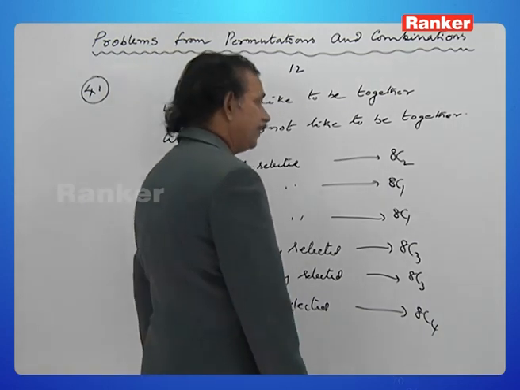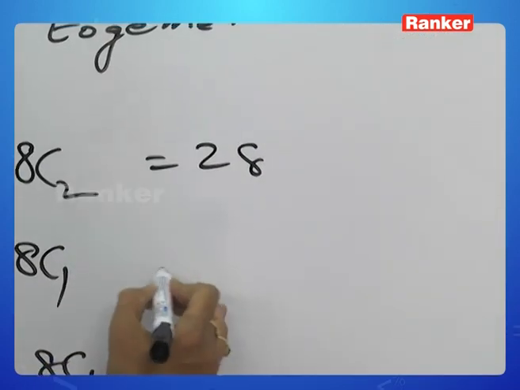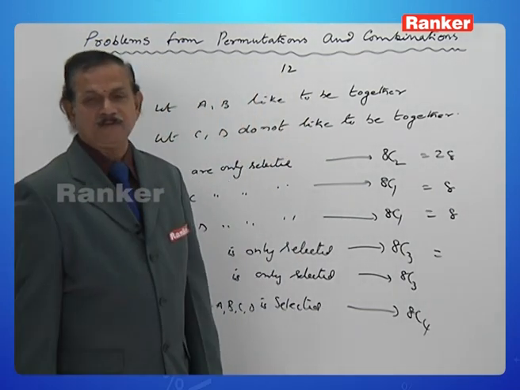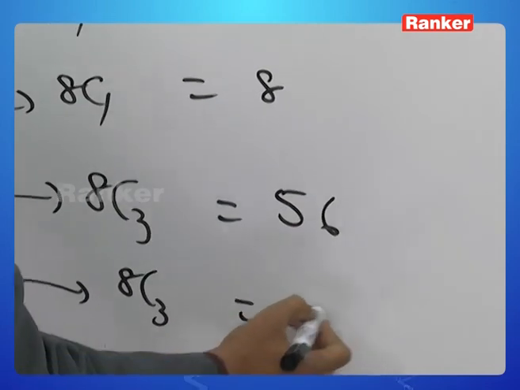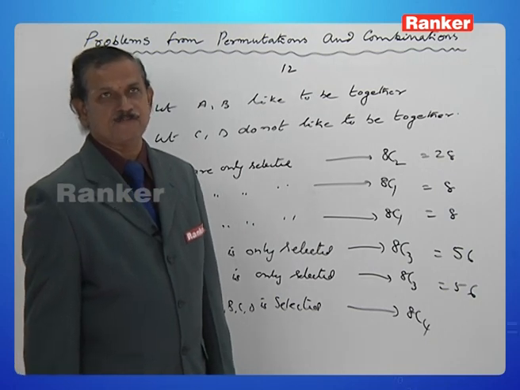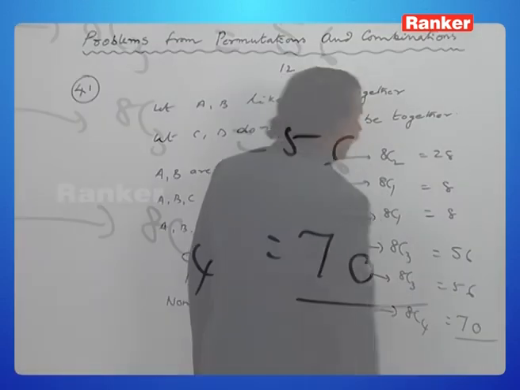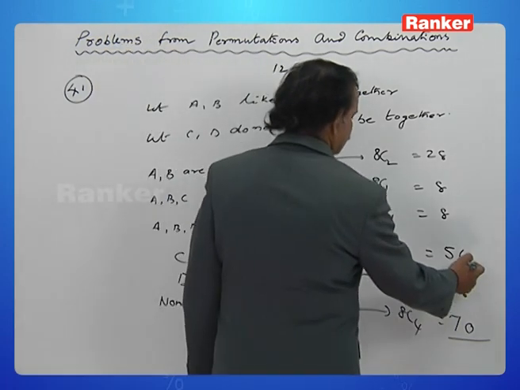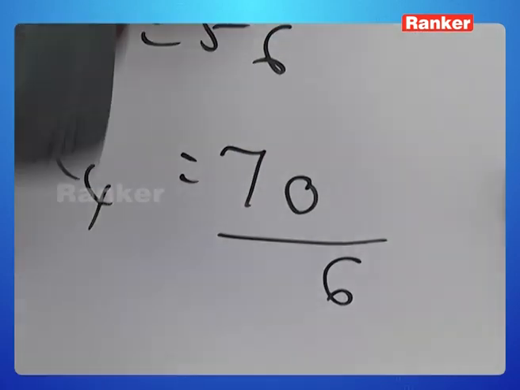What is 8C2? 8 into 7 by 2 into 1, that is 28. 8C1 is 8. What is 8C3? 8 into 7 into 6 by 3 factorial, that is 56. This is again 56. And 8C4? 8 into 7 into 6 into 5 by 4 factorial, that is 70. If you add all of these things, you are going to get 226. You add them: 6 plus 6, 12, 20, 28, 36, 10, 20, 22.